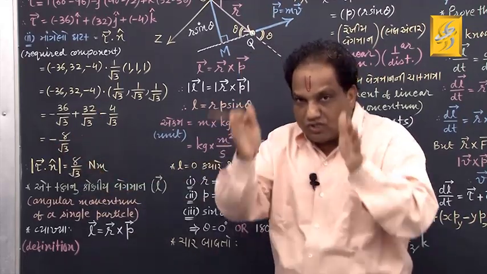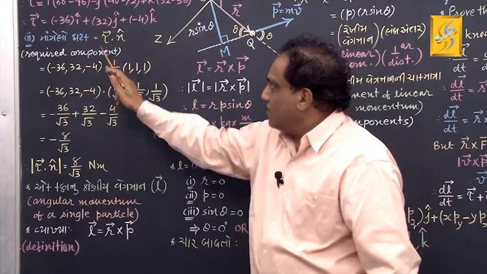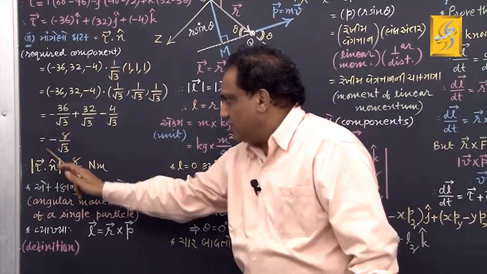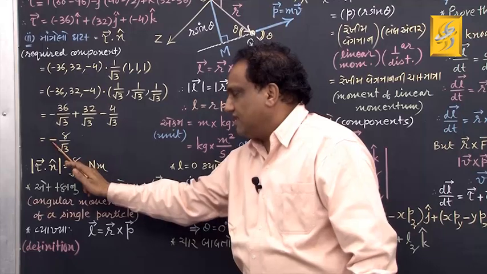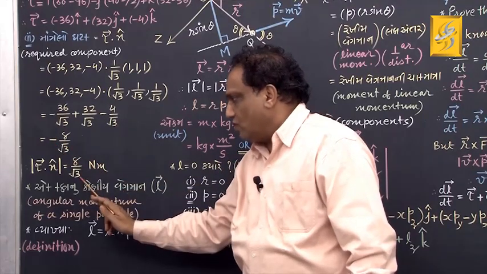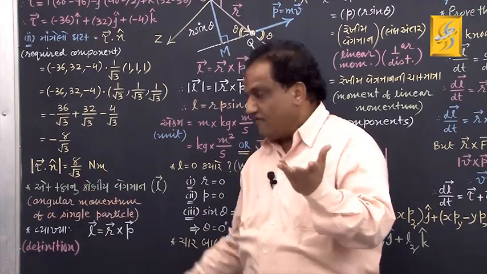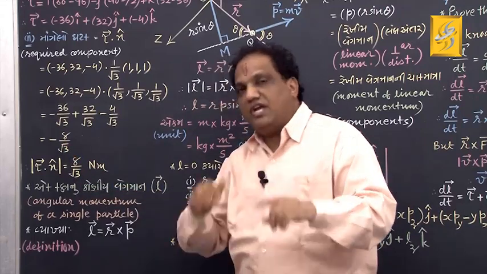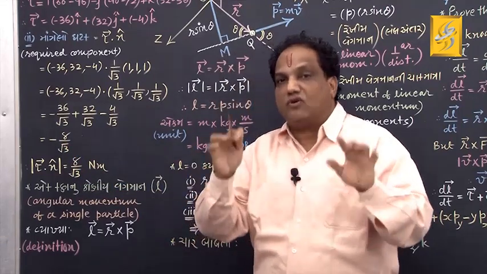Now just take modulus on both sides. When you take the modulus here, here also you can take modulus, and from minus it will become plus 8 upon root 3. What are you finding? You are finding the component of torque. It will have the same unit as that of torque.